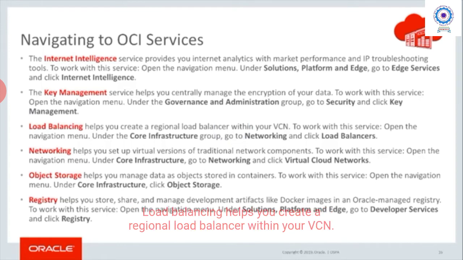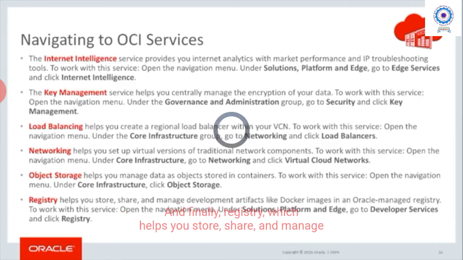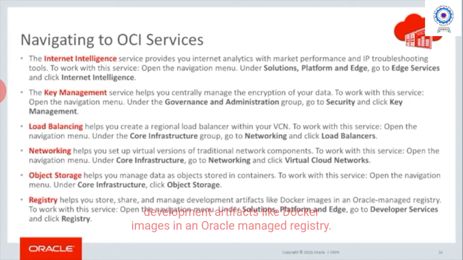Load balancing, helps you create a regional load balancer within your VCN. Networking, helps you set up virtual versions of traditional network components. Object storage, which helps you manage data as objects stored in containers. And finally, registry, which helps you store, share, and manage development artifacts like Docker images in an Oracle managed registry.